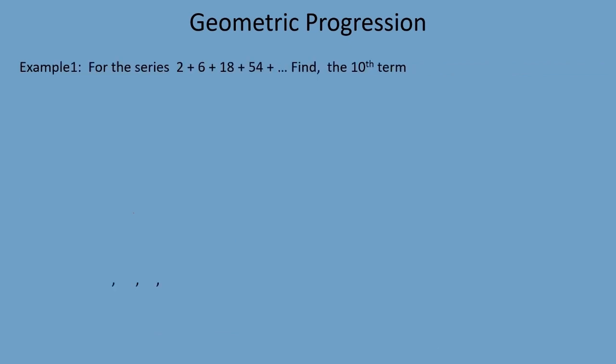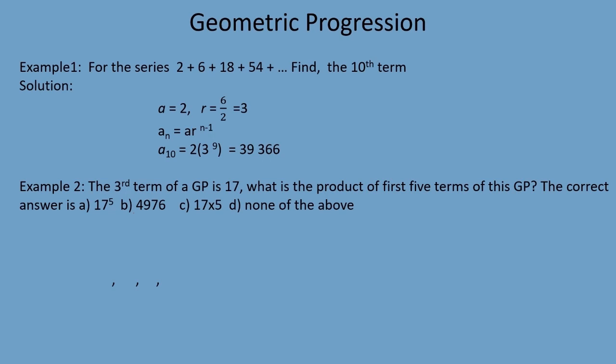Example 1. For the series 2 plus 6 plus 18 plus 54 plus ..., find the 10th term. Solution. A is equal to 2. R is equal to 6 by 2, which is 3. An is equal to AR to the power n minus 1. A10 is equal to 2 into 3 to the power 10 minus 1, that is 9. Hence, A10 is equal to 39,366.